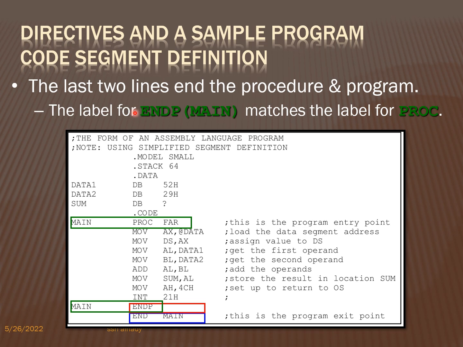The last two lines are the endp and end statements. The label of the endp procedure, main, matches the label of the proc. This is the main label of the proc. And the second to last line is main endp.